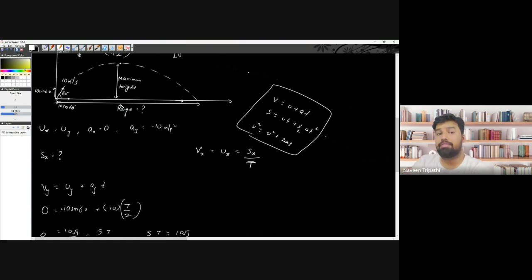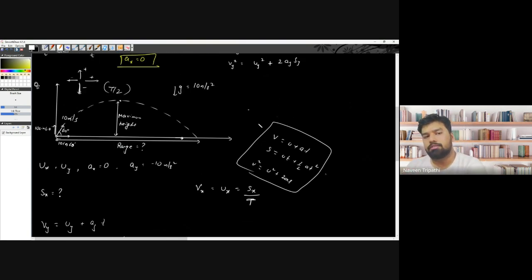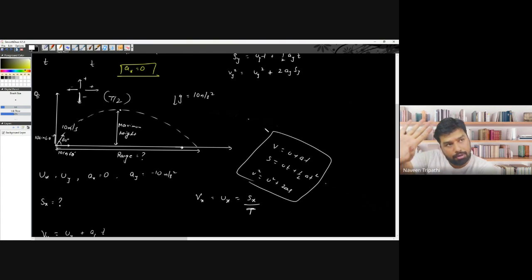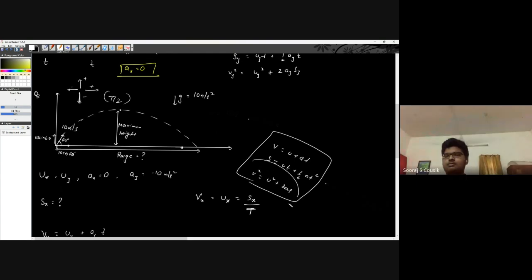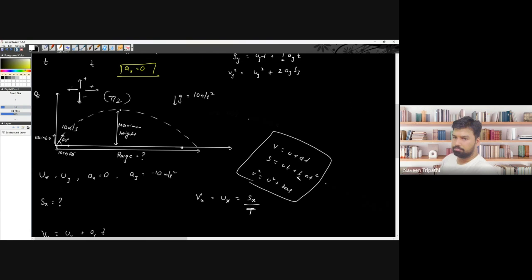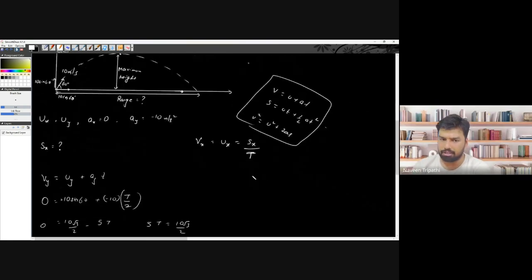Now you have to find maximum height. How do you find maximum height? Let me go one more level. Let's say I don't have any idea about T by 2. I know the total time taken here, so I can clearly apply this equation and get the answer. But what if I don't want to use that? Then use this. What is the only equation that does not have t? The third equation. The rest two equations both have t. So let's apply the third equation directly.